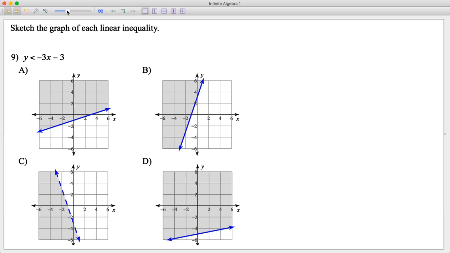All right, Nathan, do you remember? Solid or dashed? Number 9. Solid or dashed? How many of these have a dashed line? They just convinced you were wrong. It's dashed. How many of these have a dashed line? So it's C.